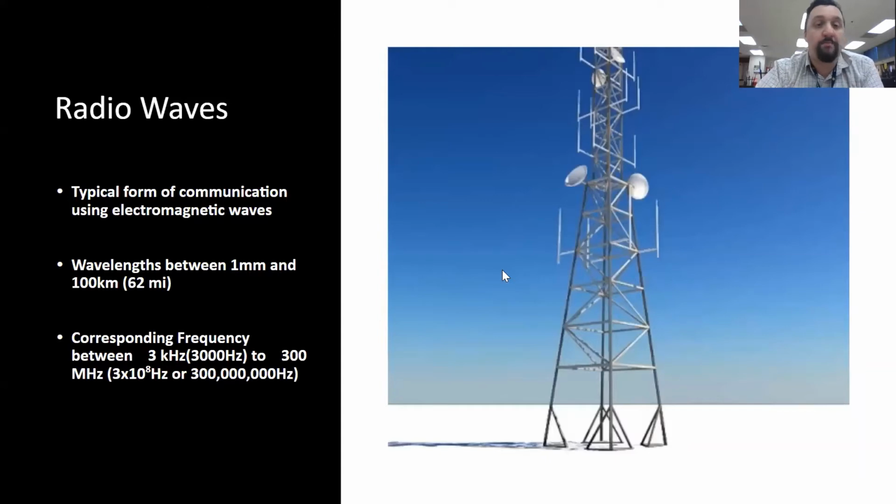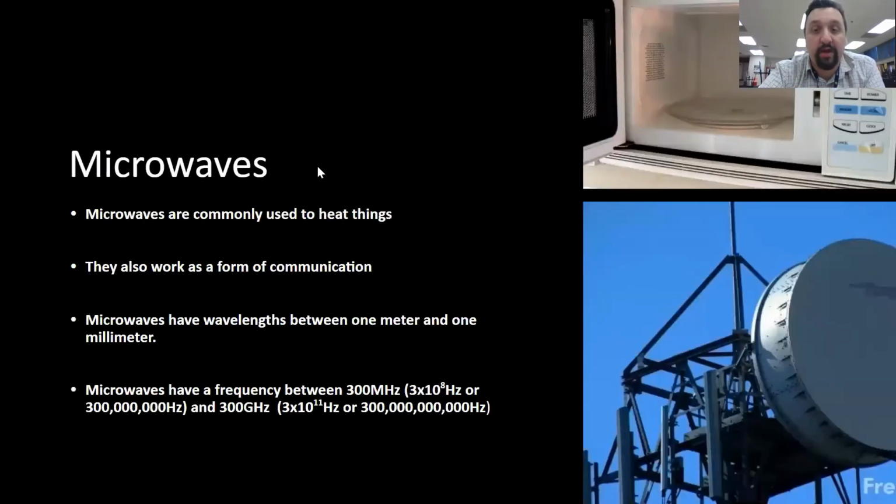Radio waves, the biggest form of electromagnetic radiation, usually have wavelengths between 1 millimeter and 100 kilometers, and are used for transmission of information. Microwaves, between 1 meter and 1 millimeter, are commonly used to heat things, just like the microwave.